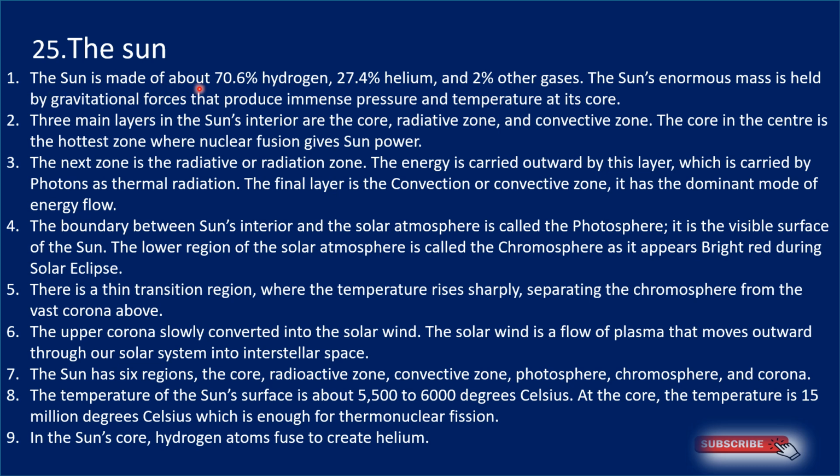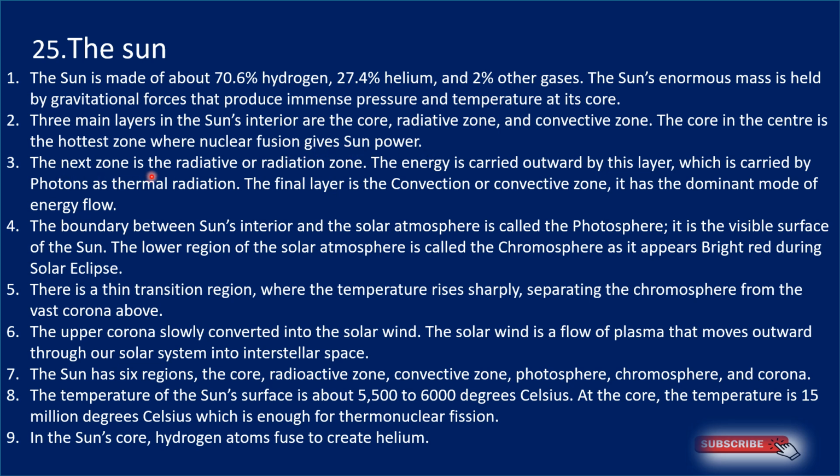The Sun is made of about 70.6% hydrogen, 27.4% helium, and 2% other gases. The Sun's enormous mass is held by gravitational forces that produce immense pressure and temperature at its core. Number 2: three main layers in the Sun's interior are the core, radiative zone, and convective zone. The core in the center is the hottest zone, where nuclear fusion gives the Sun power.